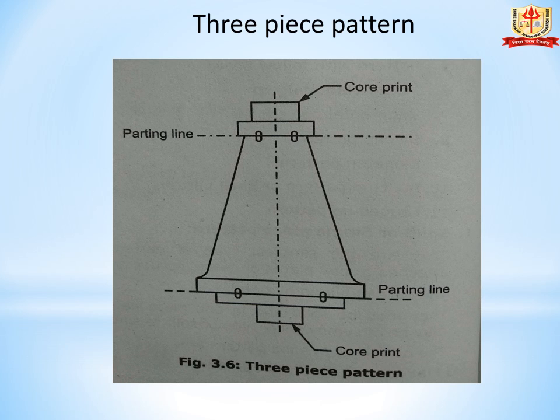Castings having complicated design are required to be constructed in more than two pieces to facilitate easy molding and withdrawal of pattern. For a three-piece pattern, molding is done in three different flasks and aligned properly. In this case, we get two parting lines as shown in the figure.